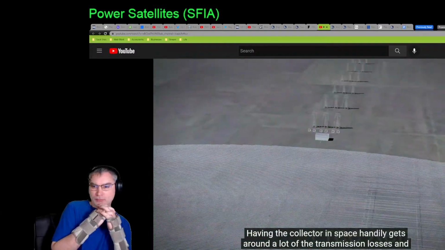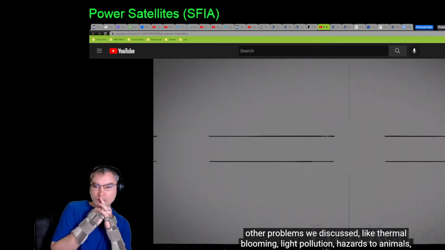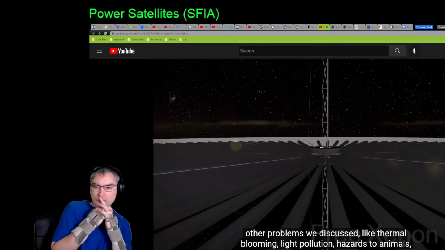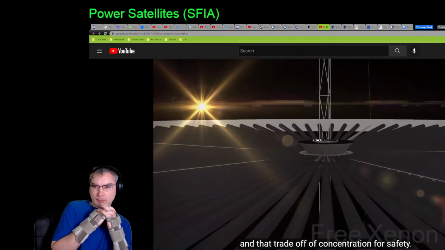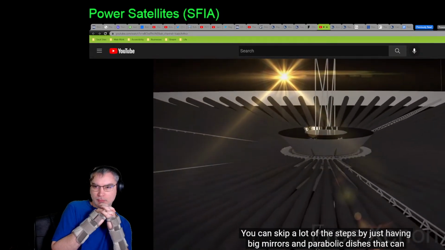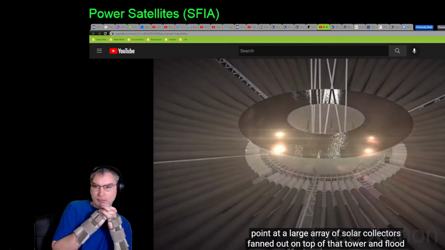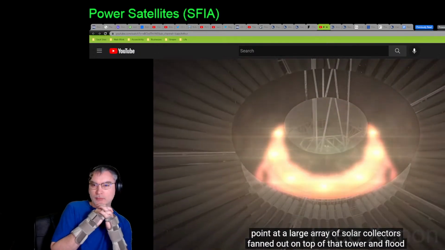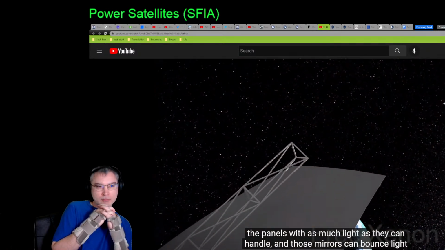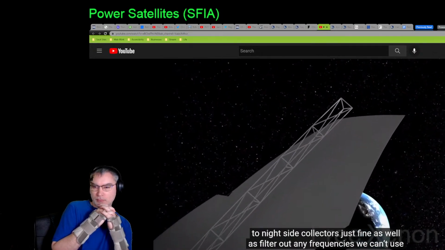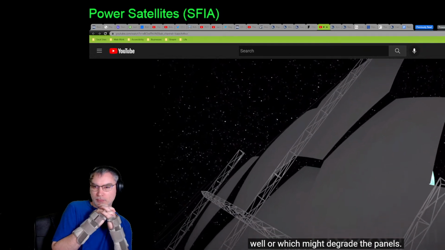Having the collector in space handily gets around a lot of the transmission losses and other problems we discussed, like thermal blooming, light pollution, hazards to animals, and the trade-off of concentration for safety. You can skip a lot of these steps by just having big mirrors and parabolic dishes that can point at a large array of solar collectors fanned out on the top of that tower and flood the panels with as much light as they can handle, and those mirrors can bounce light to the night side collectors just fine, as well as filter out any frequencies we can't use well or which might degrade the panels.